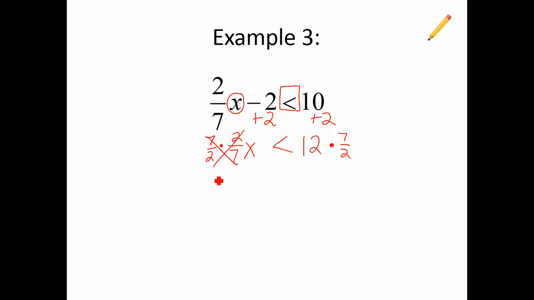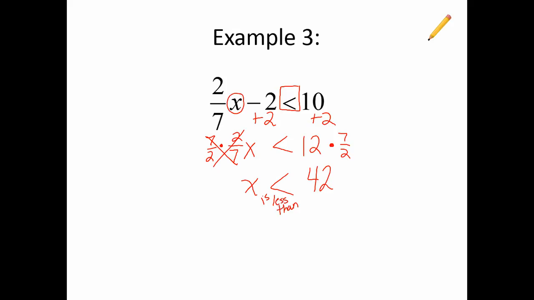And here's where that fraction button on that scientific calculator you bought comes in, remember that? That scientific calculator has a fraction button. Here's where that fraction button comes in handy, because you can just type in 7/2 times 12, or 12 times 7/2, and that gives you an answer of 42. So notice our answer says x is less than 42.